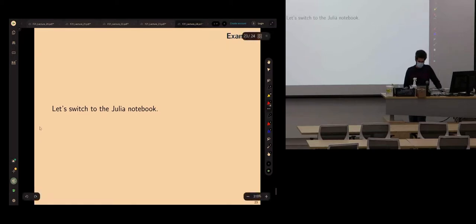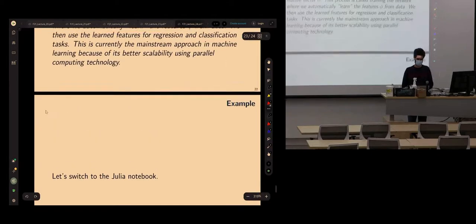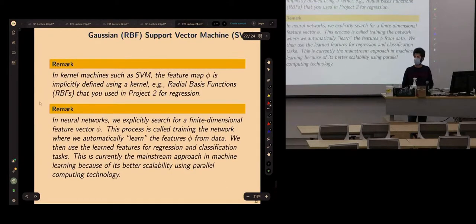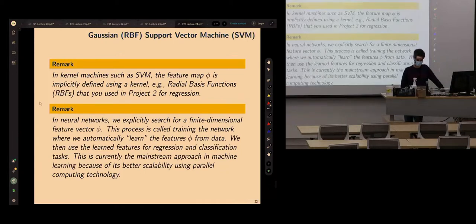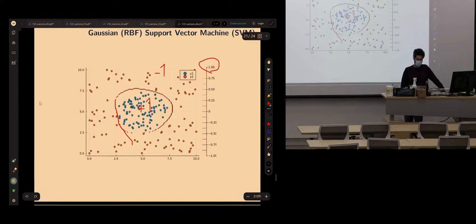Okay, so before we switch to the notebook, do you have any questions for this part? Now you're all expert in kernel methods. But once you are comfortable with the general idea, there are very good libraries, right? You don't need to implement SVM. You actually pass your data to the library, and that will do it for you.